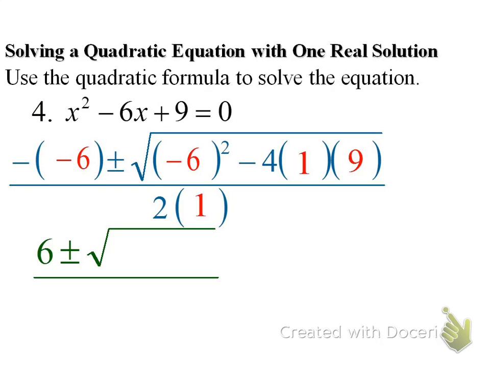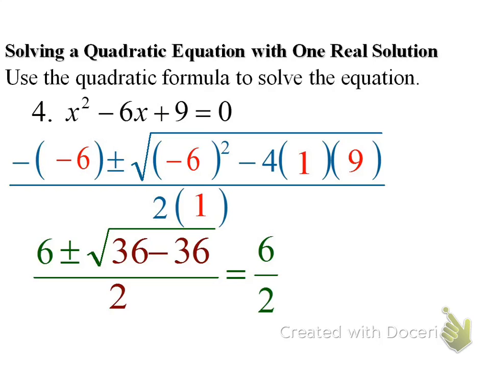Negative 6 is positive 6. Inside the square root, we will have 36 minus 36 all over 2. Now, I want to point something out to you guys. What are we going to get inside the square root? A 0.